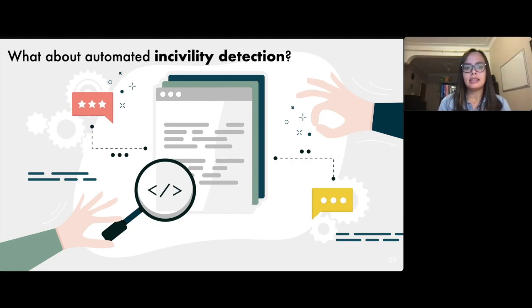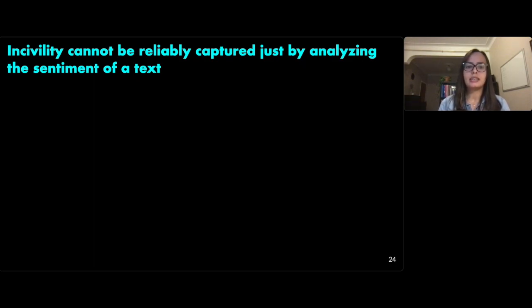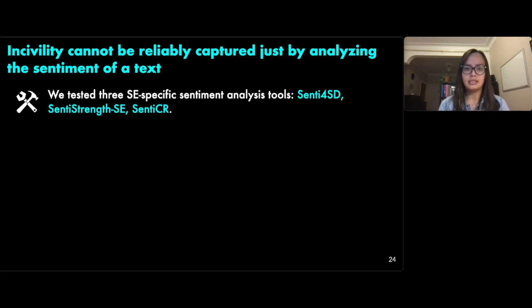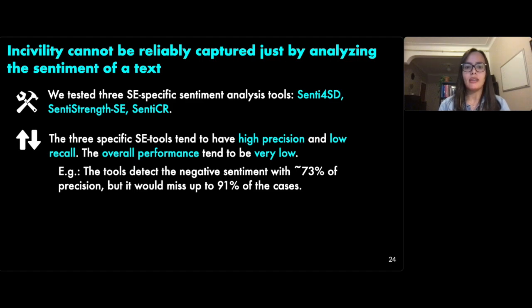So we have provided some suggestions on how to prevent or mitigate incivility, but what about automatically detecting incivility? Our first approach was to see if incivility could be detected through sentiment analysis tools. And for that, we tested three software engineering specific sentiment analysis tools called Sent4SD, SentiStrengthSE, and SentiCR. We found that sentiment analysis tools tend to have high precision, low recall, and the overall performance tends to be very low. For example, tools detect negative sentiment with a precision of 73%, but they miss up to 91% of the cases.